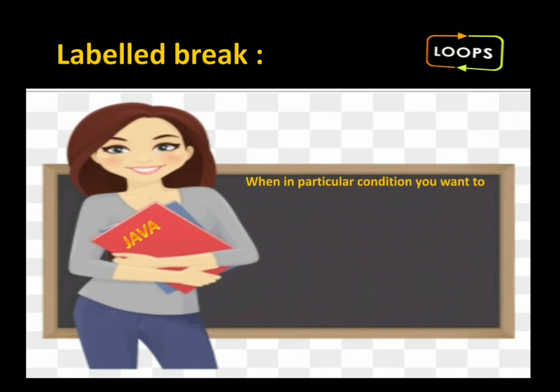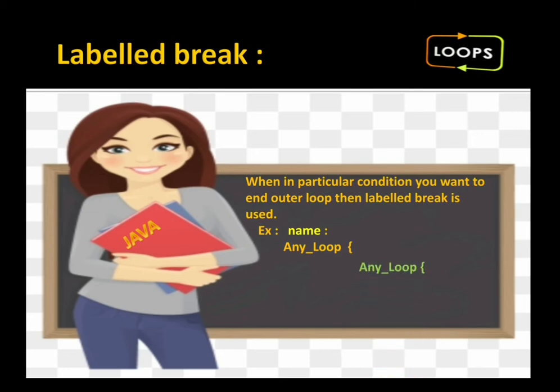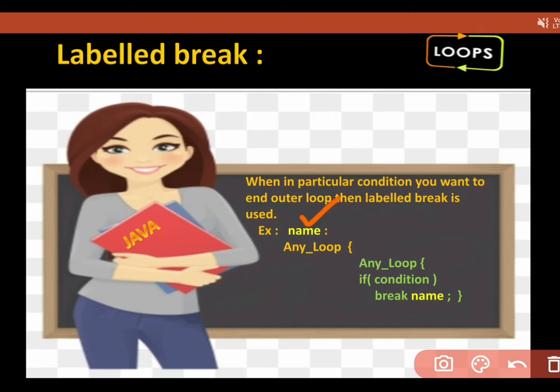Now, it is possible to end the outer loop by using labeled break. When in a particular condition you want to end the outer loop, then label break is used. How? You have to name that loop. For the outer loop, you give a particular name with a colon, then a loop inside a loop, and with the help of an if condition you can break that outer loop, because the name of the outer loop you had given here. The break indicates it will break the given loop, whatever we are having.